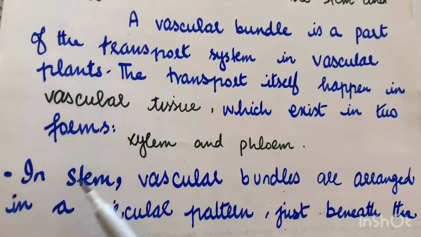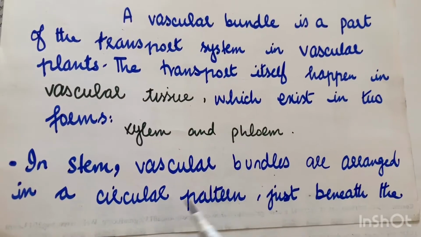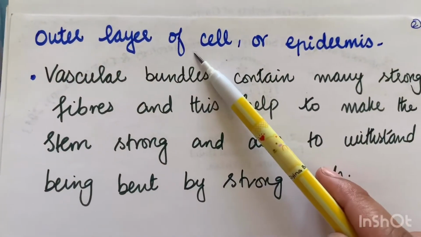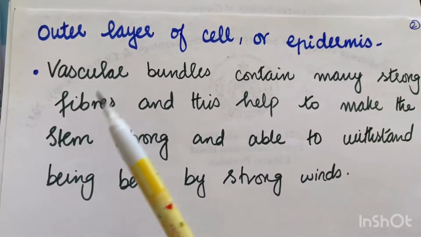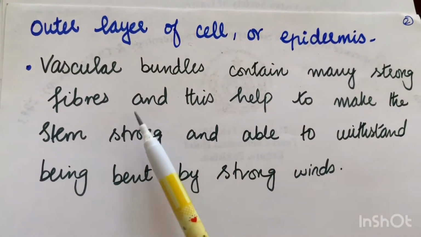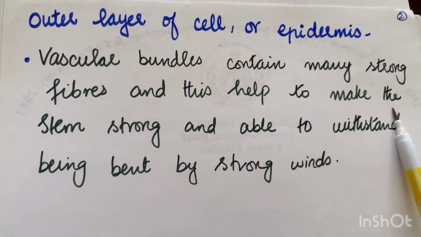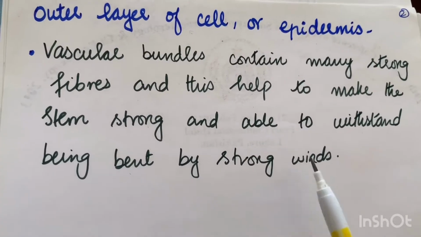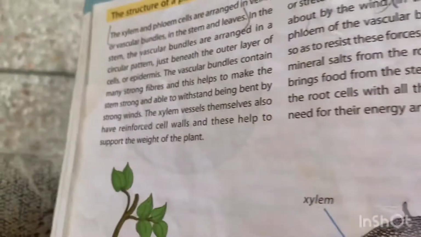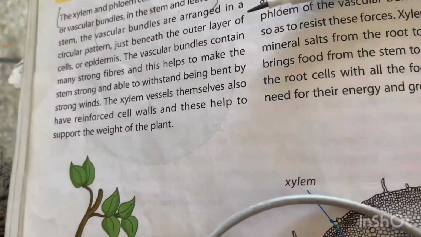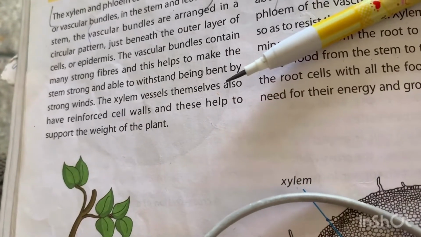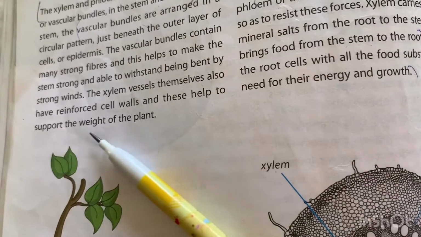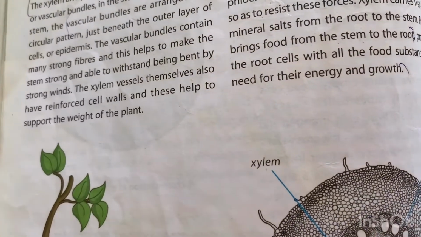So in the stem, the vascular bundles are arranged in a circular pattern just beneath the outer layer of cells, the epidermis. The vascular bundles contain many strong fibers, and this helps to make the stem strong and able to withstand being bent by the strong wind. We also note the xylem cells, the vessels themselves also have reinforced cell walls, and these help to support the weight of the plant. So basically they are providing the support for the weight of the plant.